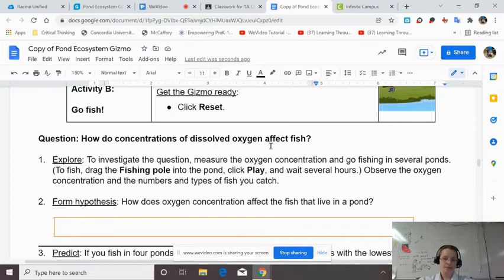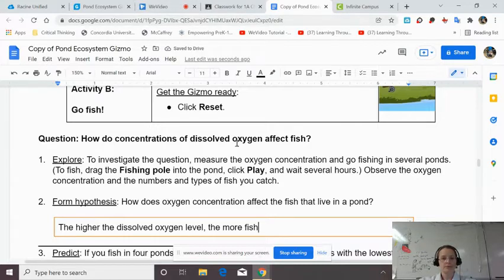How does the concentration of dissolved oxygen affect fish? Let's see. So how would it affect the fish that live in the pond? Some of you have gone fishing before and probably can correctly guess that the higher the dissolved oxygen level, the more fish.